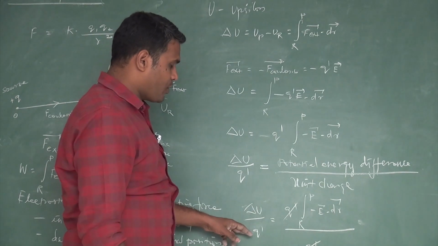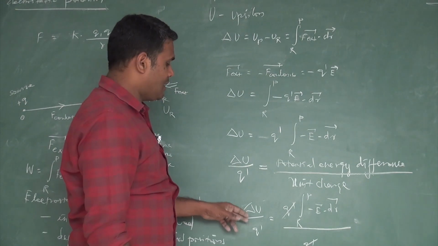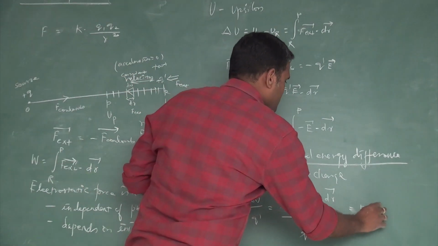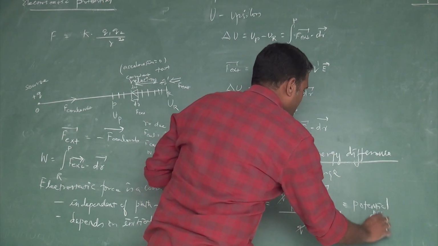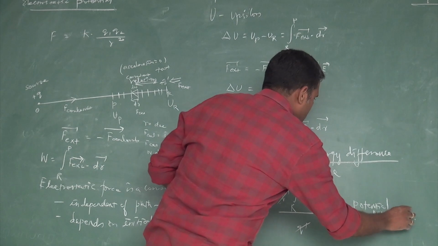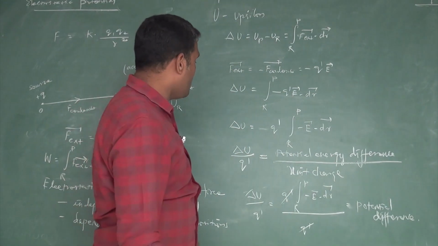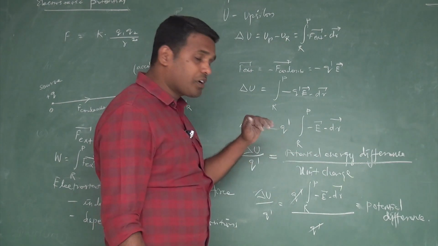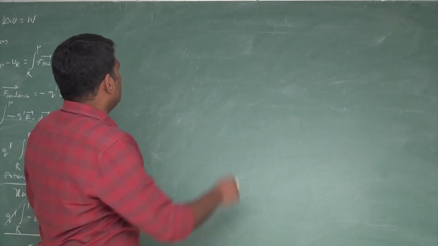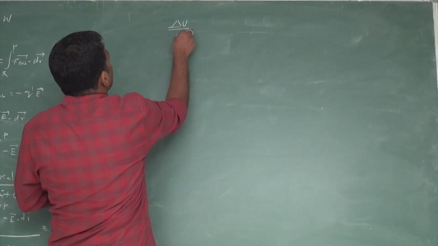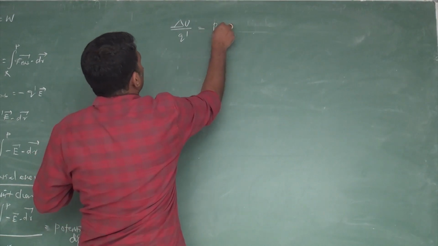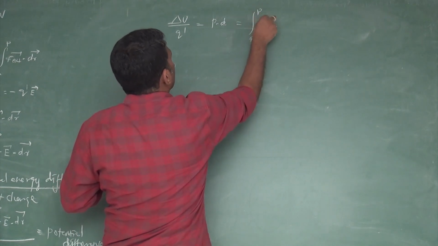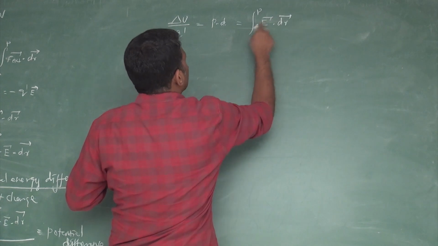And this delta U divided by q prime, potential energy per unit charge, is nothing but potential difference. Potential energy difference per unit charge is equal to potential difference. The potential energy difference per unit charge is nothing but potential difference, which is independent of q prime. This is equal to the integral R to P of minus E vector dot dr vector. It is independent of q prime.